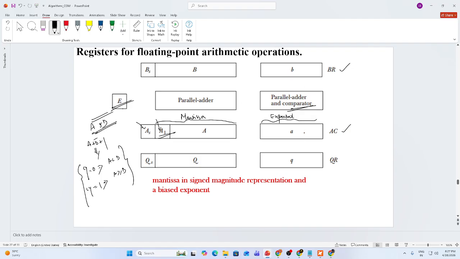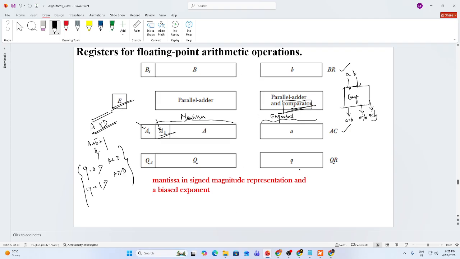But for comparing the two exponents I can use the digital comparator. I told you the digital comparator is a hardware. It compares the two numbers A and B and tells whether A equals B, or A is greater than B, or A is less than B. So this is the knowledge about the hardware.